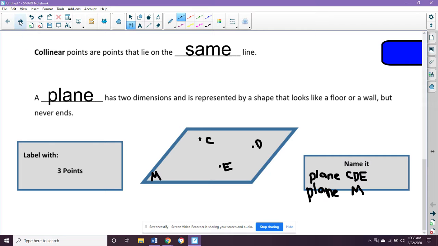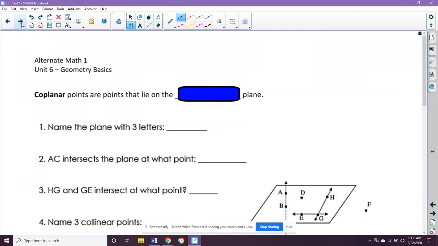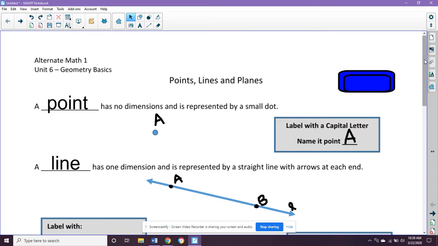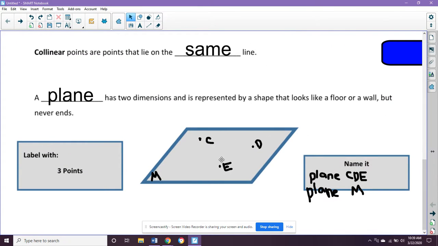We have one more definition on the back. So we talked about collinear, now coplanar. Coplanar points are points that lay on the same plane. So going back, we have C, D, and E. All these are on the same plane. So those 3 points are coplanar. If we had a point off over here, if we labeled it A off of here, that would be non-coplanar.